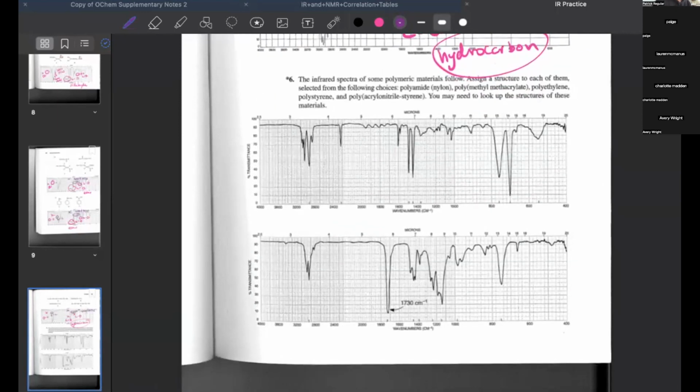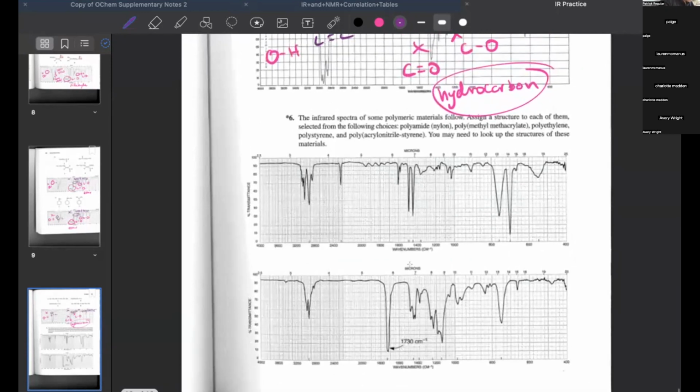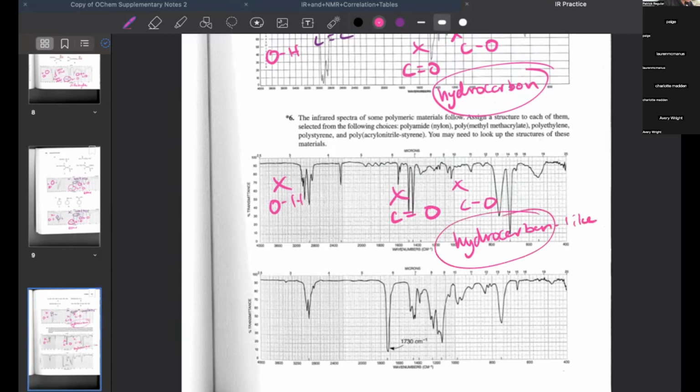Next two are relatively tough, but this one, there's no C double bonded O. Let's look for the OH. There's no OH peak, and there's no C single bonded O. So it's going to be hydrocarbon-like. So my money is going to be a hydrocarbon.